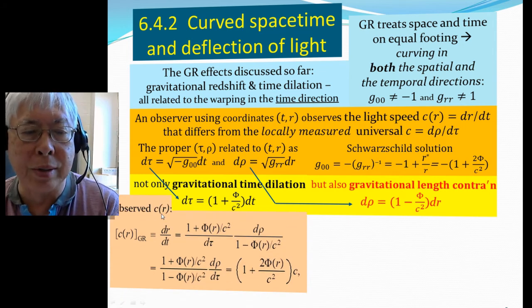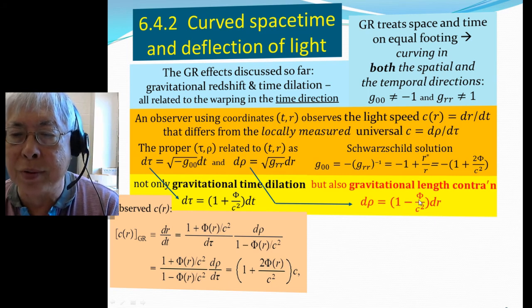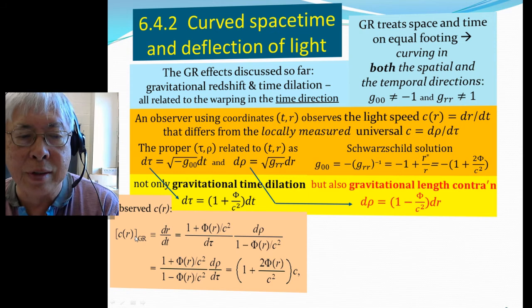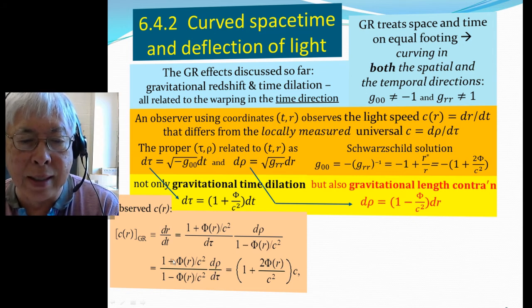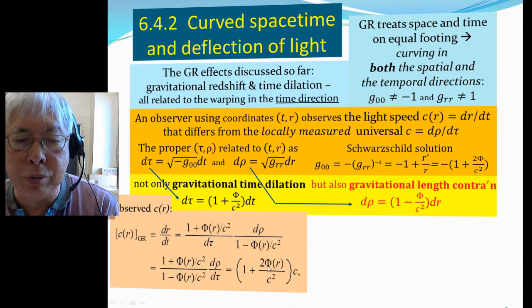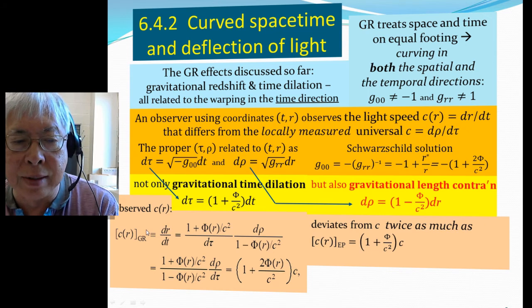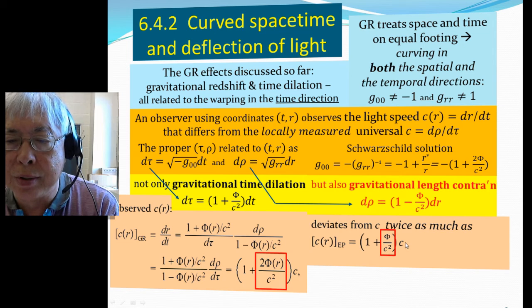So we'll talk about the coordinate speed, dr/dt. Now dr is related to d rho over 1 minus phi over c squared, and 1 over dt is equal to 1 plus phi over c squared divided by d tau. I substitute these two relations into the expression for the speed in terms of coordinate distance and coordinate time. Of course, I have the d rho/d tau term, which is c, and then this potential factor, which, since it is a small factor, I can turn from denominator into numerator, so I get c times 1 plus 2 phi over c squared. This speed deviates from c twice as much, because in the equivalence principle it is phi over c squared, whereas here in GR it is 2 phi over c squared.